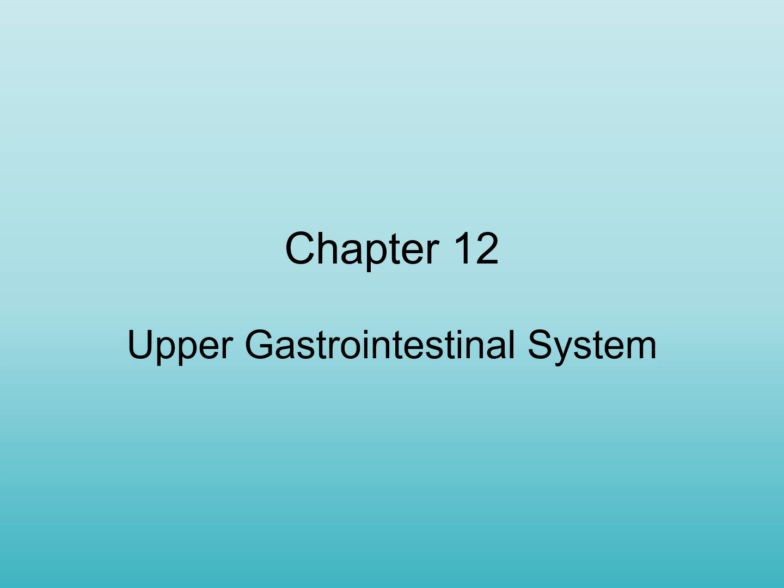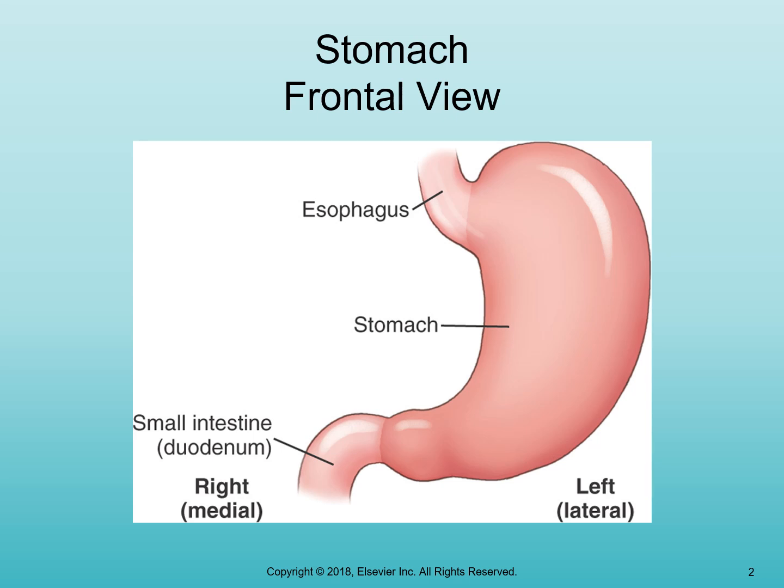All right. Well, hello. This is Chapter 12, the Upper Gastrointestinal System from the 11th edition of the Textbook of Radiographic Positioning and Related Anatomy. This lecture is specific to an upper GI exam, and this PowerPoint presentation is going to begin with our first image of the stomach, and this is actually from figure 12.22 on page 466.